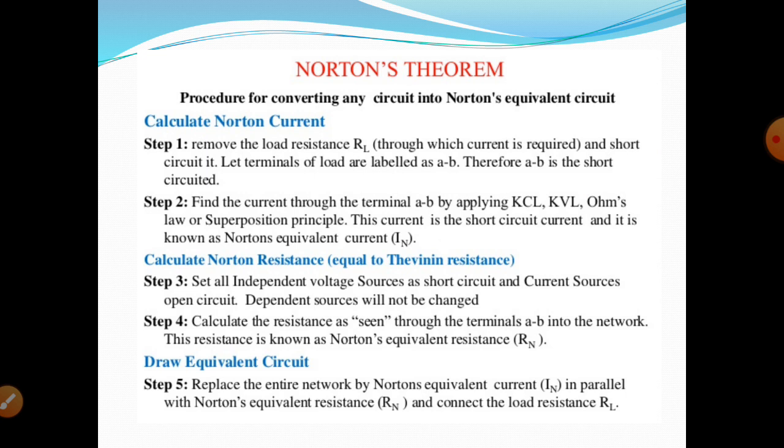And next, we calculate the total or equivalent resistance RN. Set all independent voltage sources as short circuit and current sources as open circuit, and then find the value of RN. And the final step is to replace the entire network by Norton's equivalent circuit, IN in parallel with Norton's equivalent resistance RN, and connect the load resistance RL.